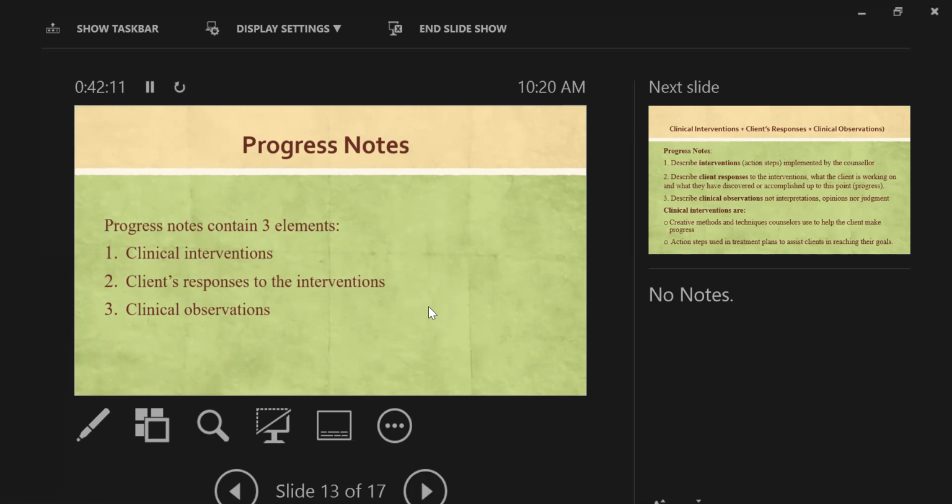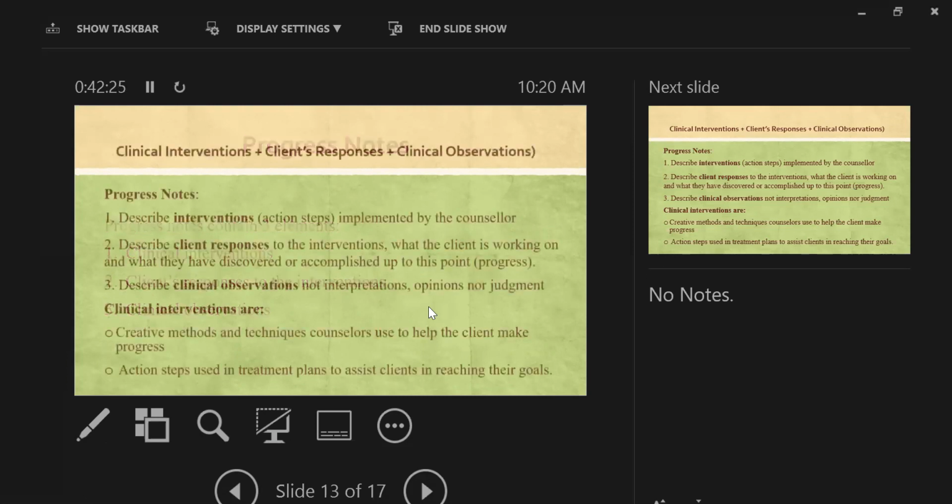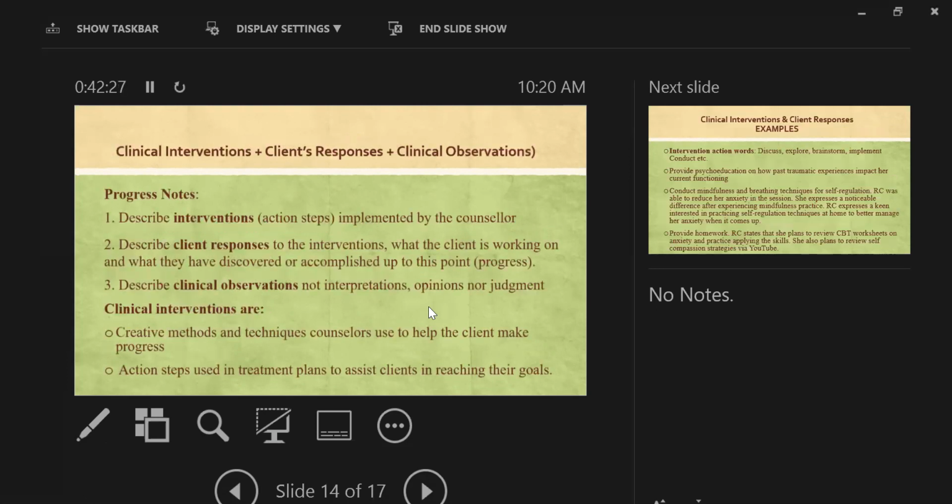Okay, all right, so we are into the progress note now, but we'll go over the goals again. Progress notes contain 3 elements: clinical interventions, clients' responses to the interventions, and clinical observations. Okay, so first, here we go. Clinical, okay. Describe intervention, action step implemented by the counselor. What's an example? Okay, haven't seen this for quite some time.